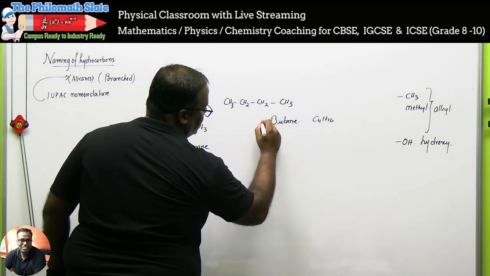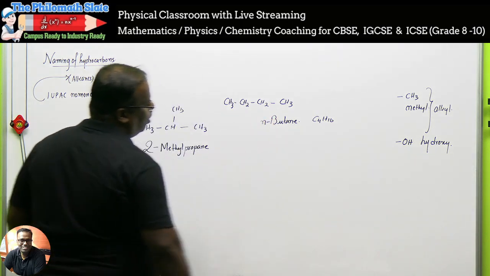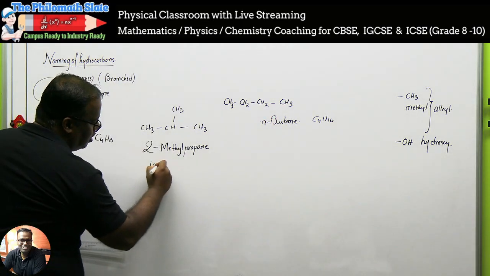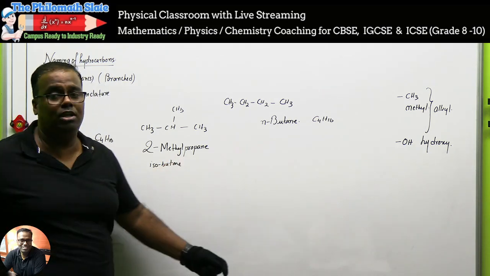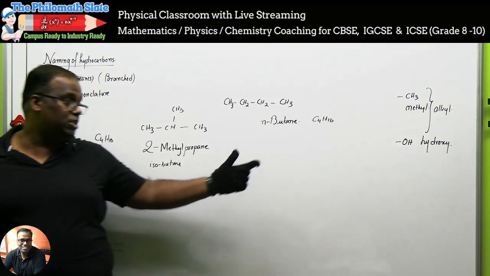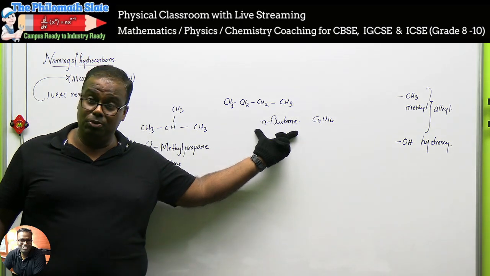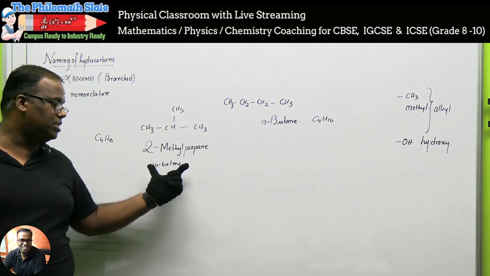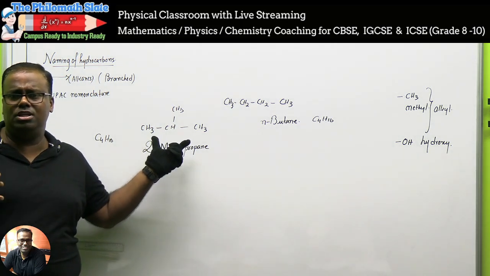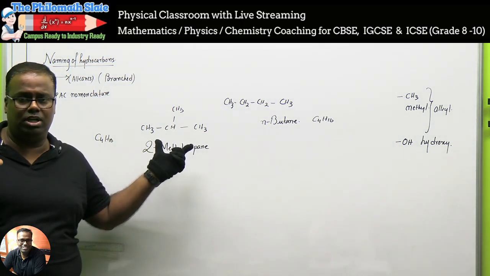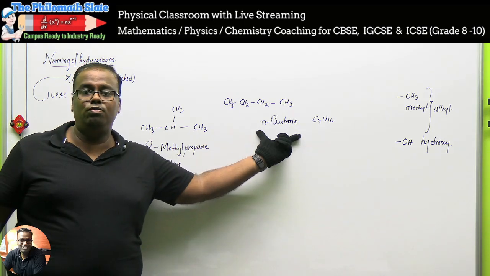In normal language, trivial name, this is called normal butane and this is called isobutane. And if you remember grade 8 and you go by LPG, LPG's major constituent is normal butane and also has traces of isobutane and propane also in it. LPG is not a compound. LPG is a mixture.